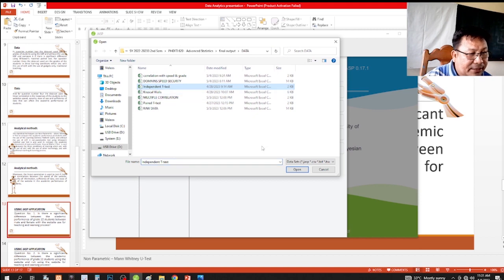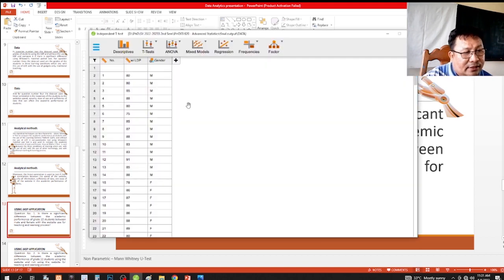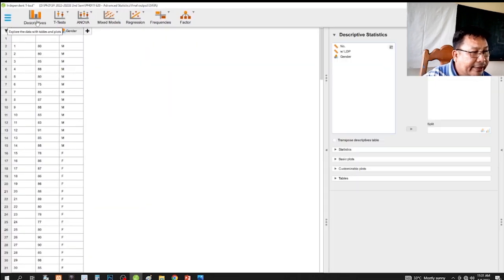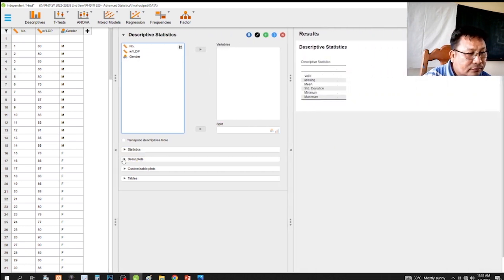So I name it as independent t-test first. Then here we can see that there are the grades of the students with LDP, with the use of LDP or learning delivery platform, and on the other side is the gender. So let's try to click descriptives there, and let us add with LDP as our variable and gender as the split.